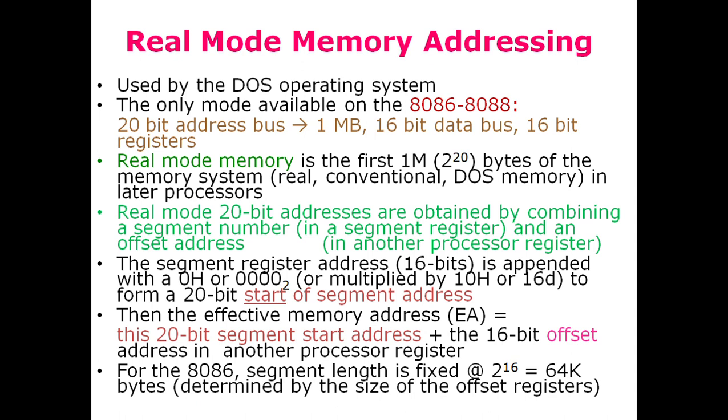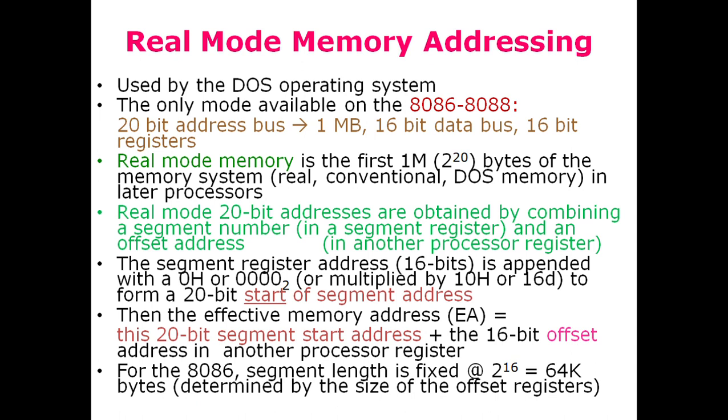So real mode of memory addressing is the only available mode in the 8086 and 8088 microprocessors. The reason is that real mode is the memory addressing mode where only 1 megabyte of memory is used, and in the 8086 and 8088 microprocessors, the maximum memory that they can support is 1 megabyte. So there is no other mode, just real mode of memory addressing. In the 8086 and 8088 microprocessors, there are 20 bits of address bus, and these 20 bits of address are sufficient to address 1 megabyte of memory.